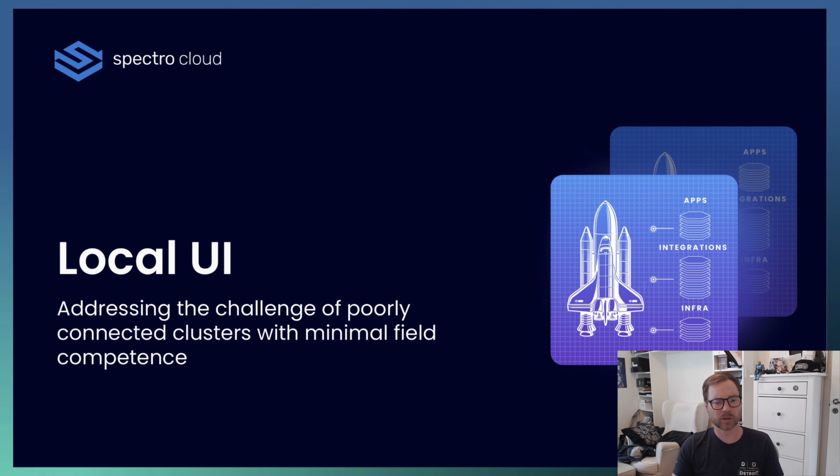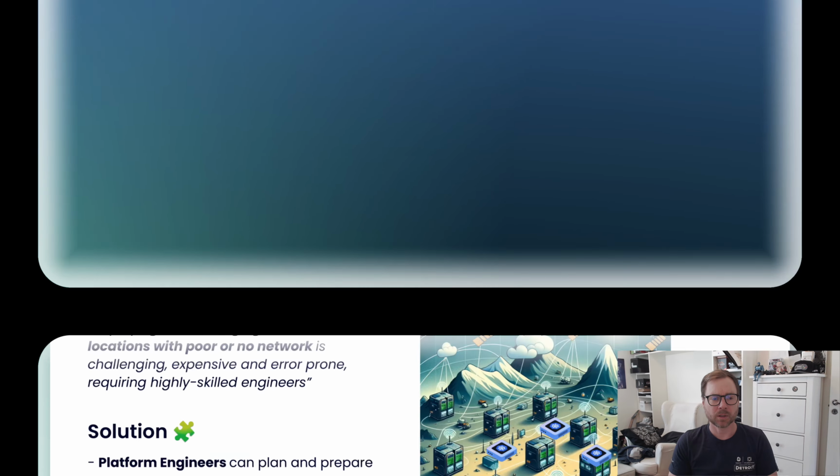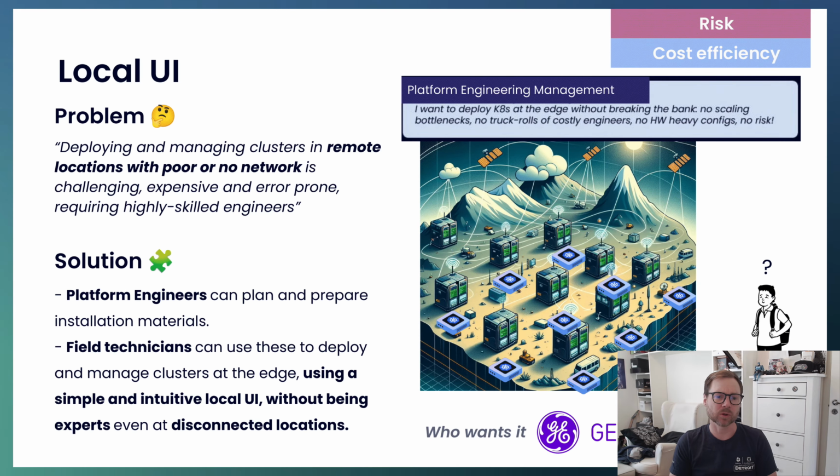So local UI with Palette Edge is about addressing the challenge of poorly connected or disconnected clusters with minimal field competence. Let's take a look again at that survey result for Edge. Now, security, day 2 operations, and field visits were the top 3 concerns. Connected Palette clusters already drastically improve this situation, but what about disconnected clusters?